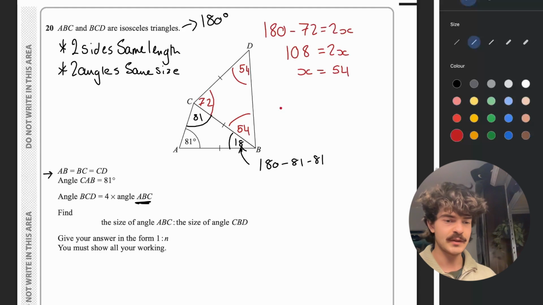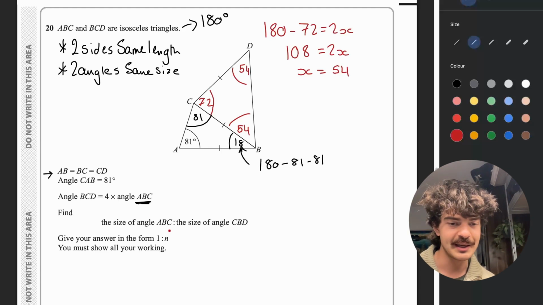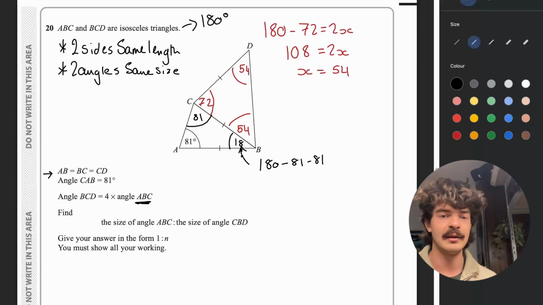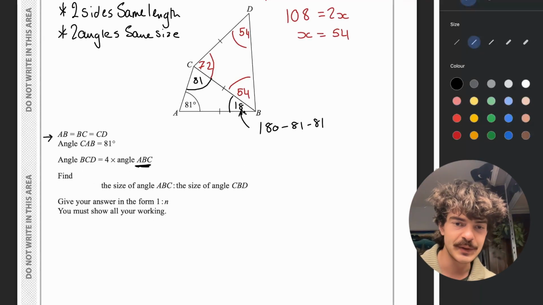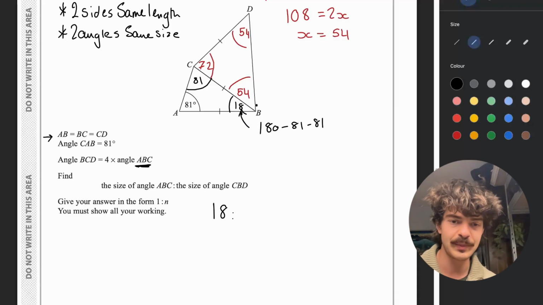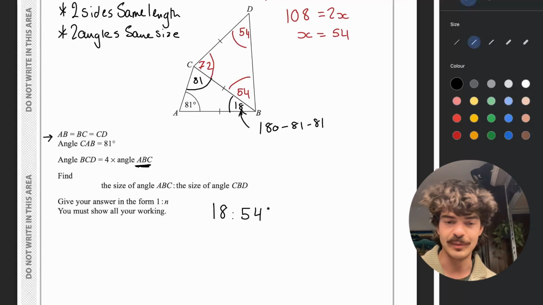Very nice. So from here, the size of angle ABC as a ratio to the size of angle CBD. Cool. So ABC was this one, it was 18. And then angle CBD, that's this one down here, is 54. How would we simplify both of these?